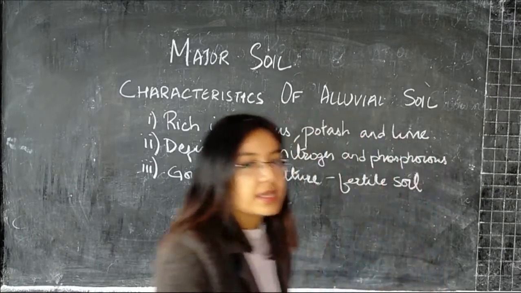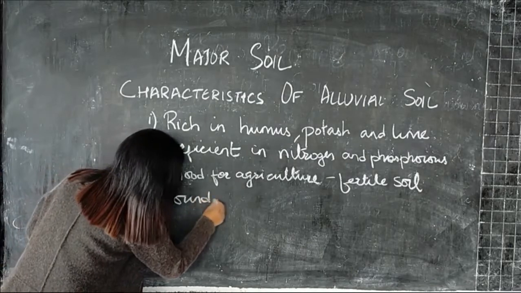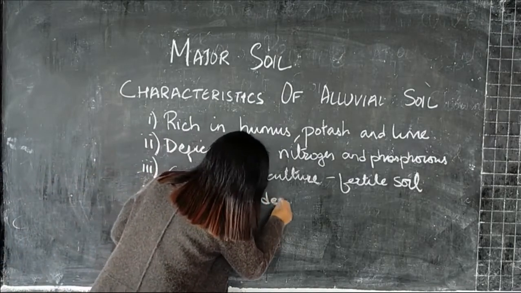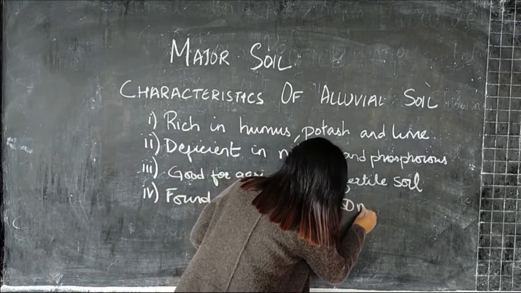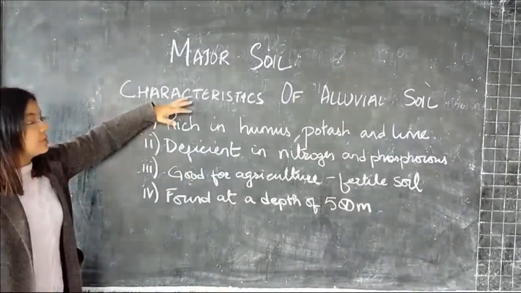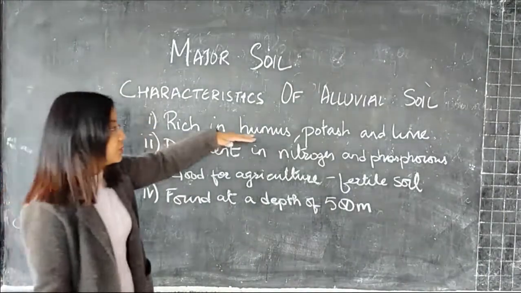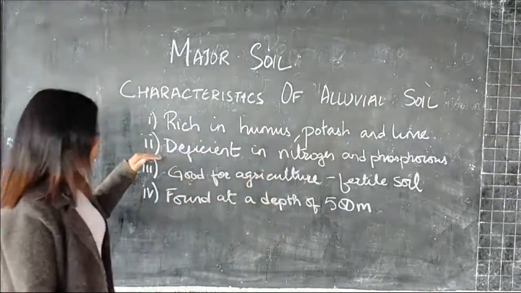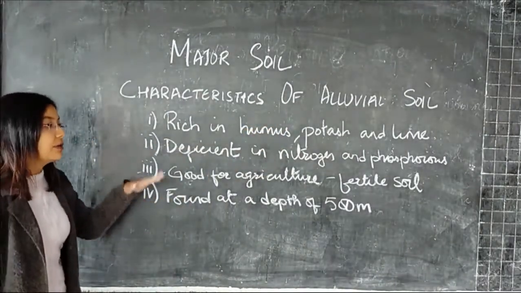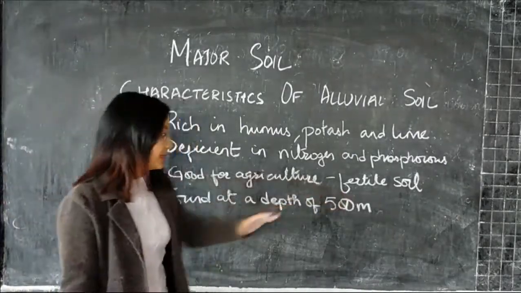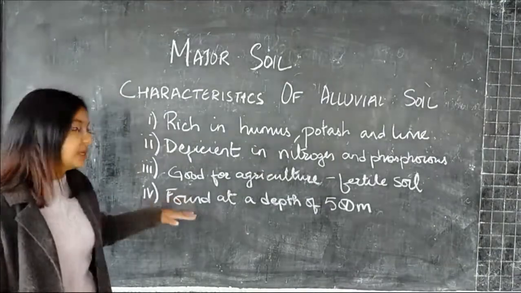Lastly, they are found at a depth of about 500 meters. So let us talk about the characteristics one more time. Characteristics of alluvial soil. First one, they are rich in humus, potash and lime. Number two, deficient in nitrogen and phosphorus. Number three, they are good for agriculture. Why? Because the soil is fertile. Fourthly, they are found at a depth of about 500 meters.